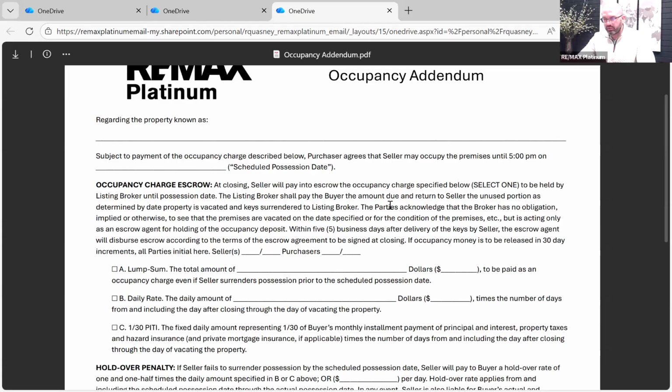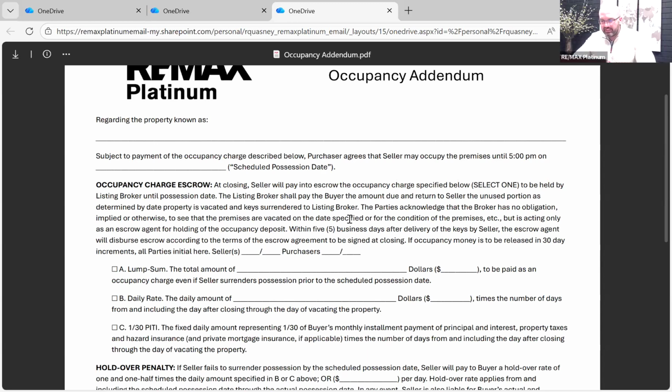The parties acknowledge that the broker has no obligation, implied or otherwise, to see that the premises are vacated on the date specified or for the condition of the premises, etc., but is acting only as an escrow agent for holding of the occupancy deposit. So we're not responsible if the sellers don't vacate. It's not our responsibility to knock on the door and kick them out. Likewise, if the sellers have trashed the place, we are not responsible. That becomes litigation between the purchaser and the seller, and we're not supposed to be in the middle of that just because of this occupancy situation.